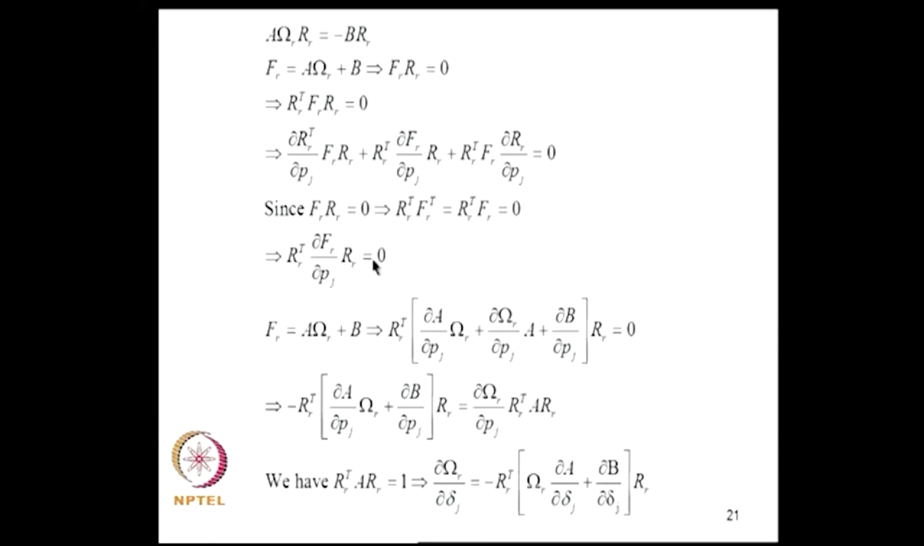So the formulation proceeds on exactly the same lines as we did for the undamped system, but of course these quantities are complex valued. Now since Fr is A omega r plus B, dou Fr by dou Pj can be evaluated from this, I get this. Now again using the fact that some of these are scalars etc., I will be able to write this. Now since Rr transpose A Rr is 1, I get dou omega r by dou delta j as this. This is the gradient that we are looking for.